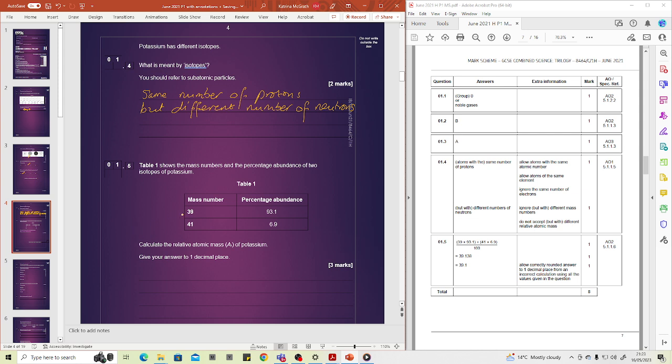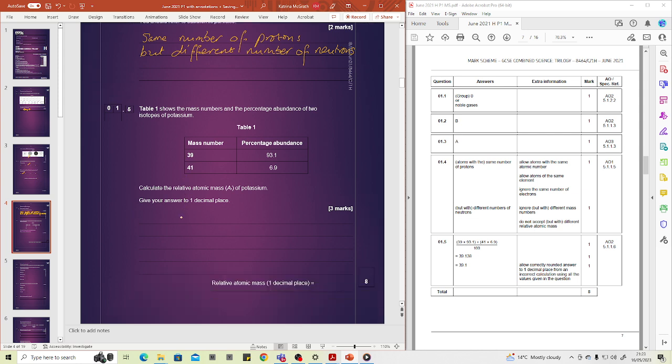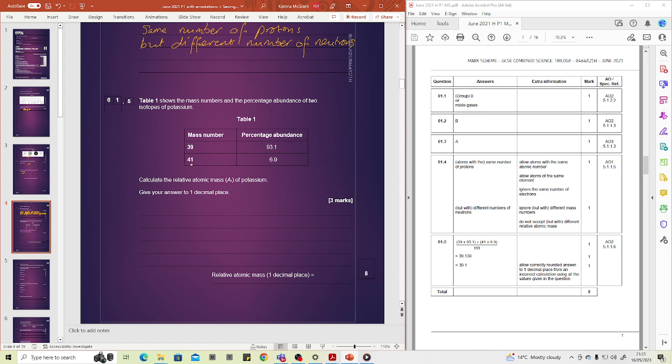And we've got to calculate the relative atomic mass of potassium. So we've got the mass number of each one, 39 and 41, and we've got the percentage abundance. So 39 is a lot more abundant. There's a lot more 39 than there is 41. So we're expecting the number to be close to 39, but slightly above 39. And so let's use our working method that we have the mass times the abundance. And the abundance is a percentage, so we're going to need to divide everything by 100 when we've finished.